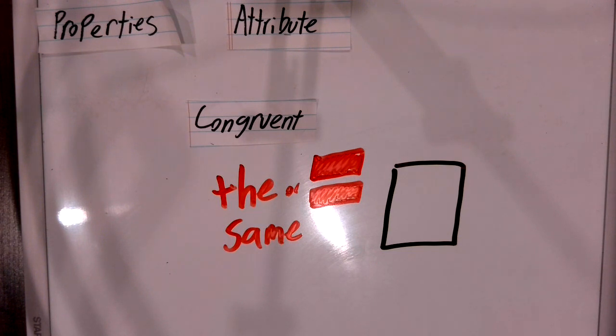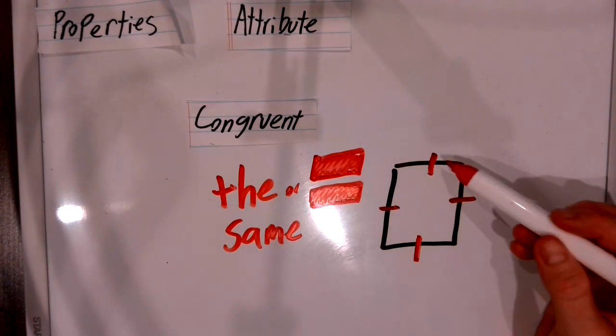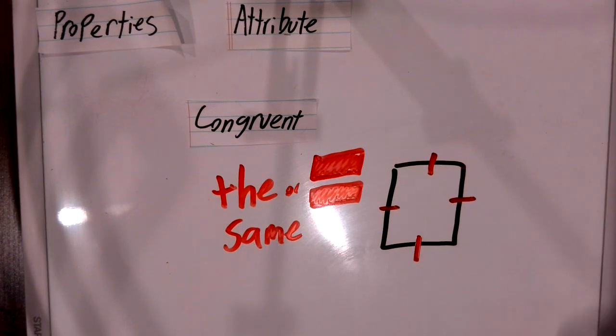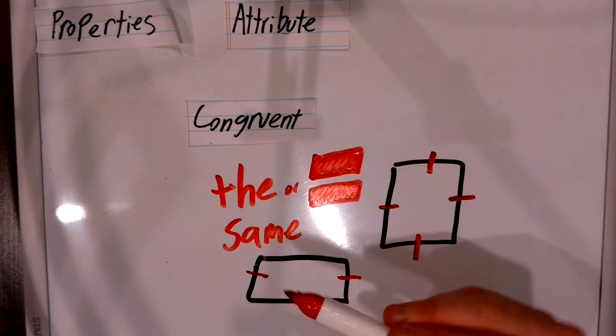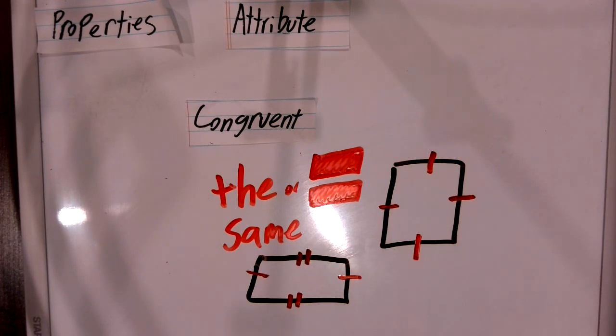Congruent is the word we use in geometry when we want to say something is the same or equal to. So a square has 4 sides that are all congruent. When sides are congruent, we label them with these little dashes on each line. For example, a rectangle has 2 pairs of congruent lines. These lines are congruent to each other, and then these lines are congruent to each other. Notice how these have the same amount of dashes because they are equal to each other, and these only have 1 dash because they are equal to each other.